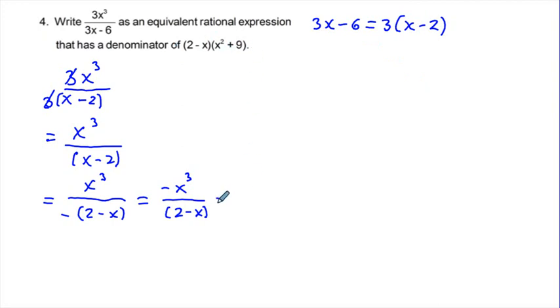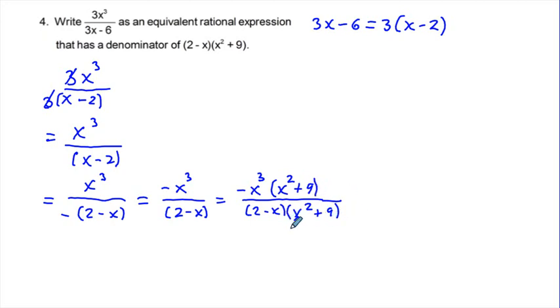And now the last thing we're going to need to do to get our target denominator is to multiply that denominator of quantity 2 minus x by quantity x squared plus 9. And now, having multiplied the denominator by quantity x squared plus 9, we need to likewise multiply the numerator by the same thing to preserve the value of the expression.